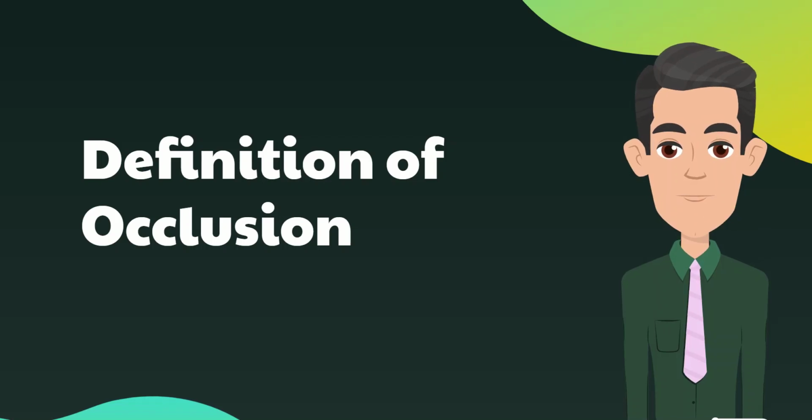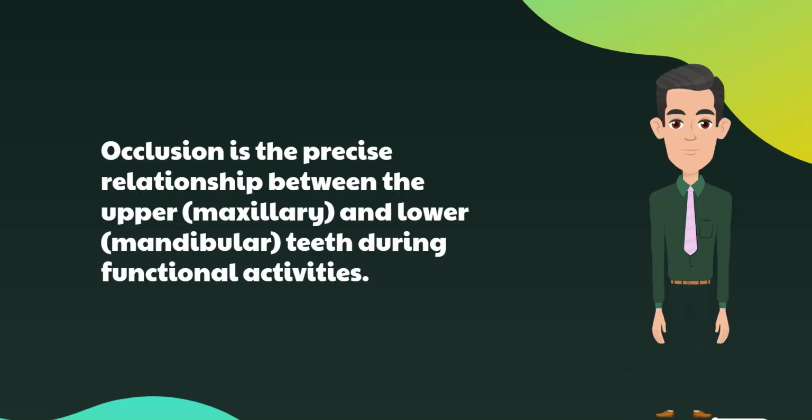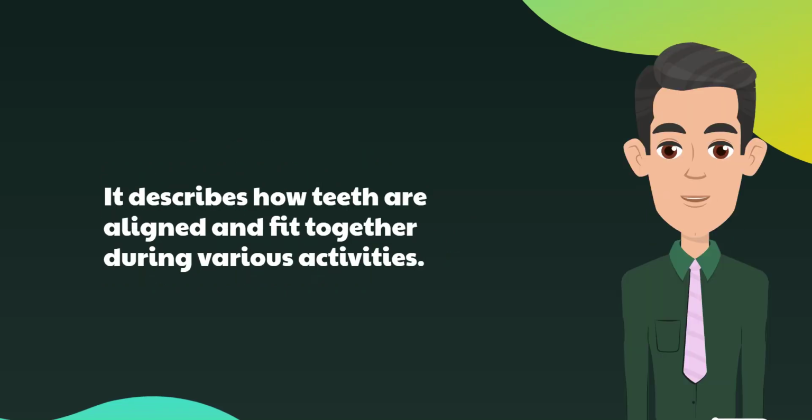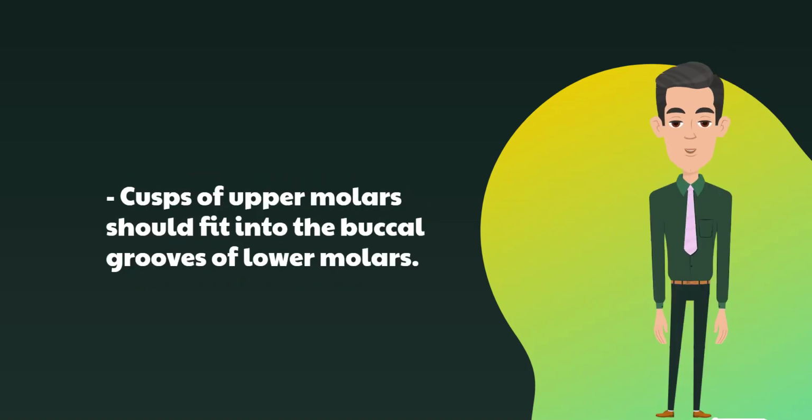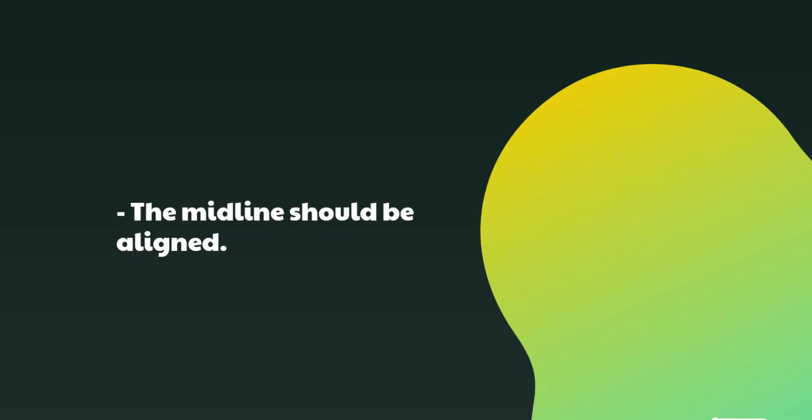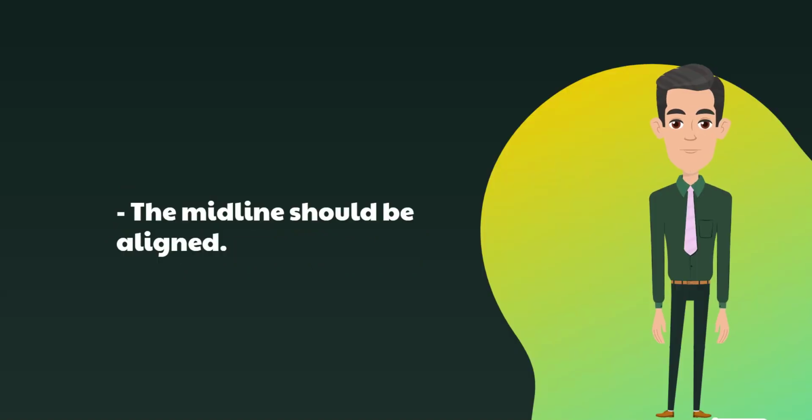Definition of occlusion. Occlusion is the precise relationship between the upper, maxillary, and lower, mandibular, teeth during functional activities. It describes how teeth are aligned and fit together during various activities. In an ideal occlusion, maxillary teeth should slightly overlap mandibular teeth. Cusps of upper molars should fit into the buccal grooves of lower molars. The midline should be aligned.